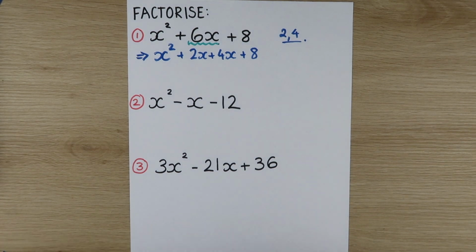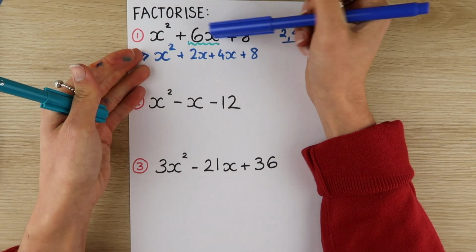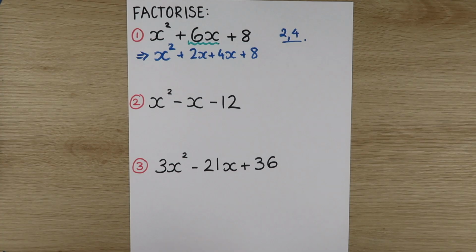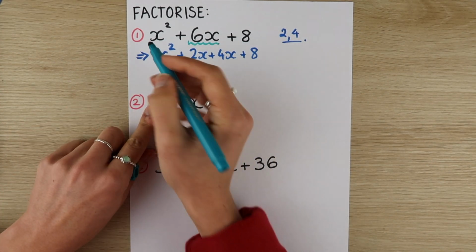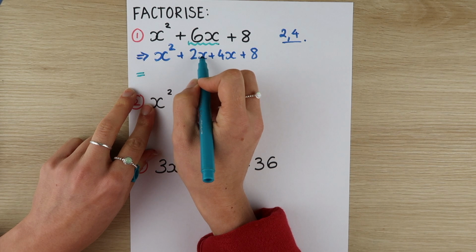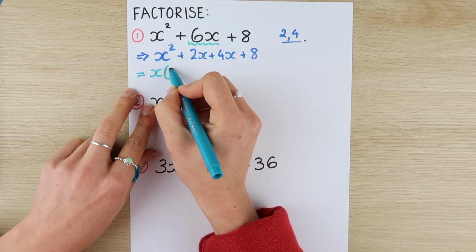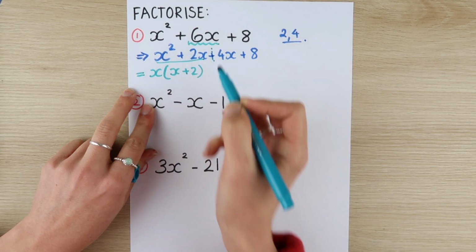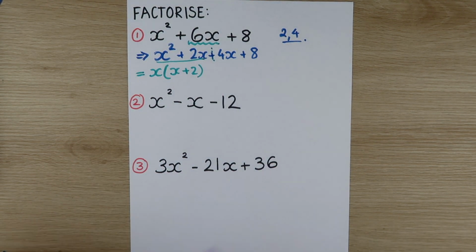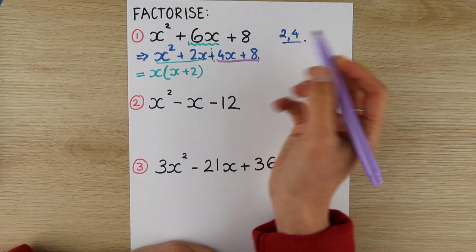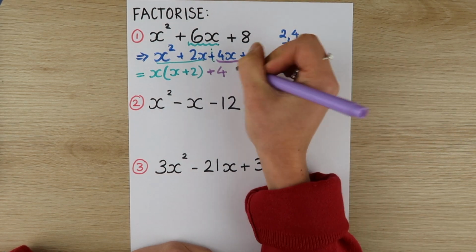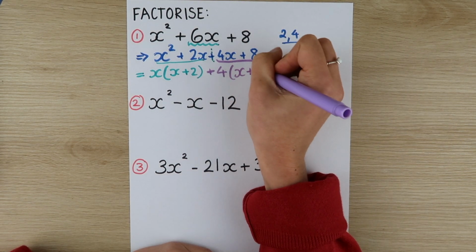So I'm doing the opposite of simplifying. I've found those 2 numbers and I've broken that 6 up into 2x plus 4x because that is equal to 6x. Now the next part is I factorize my first half. I take x out as a common factor, x plus 2. I'm just looking at those ones. Then I'm going to look at the second part and I'm going to factorize that. So 4x plus 8, take out 4, and I'm left with x plus 2.